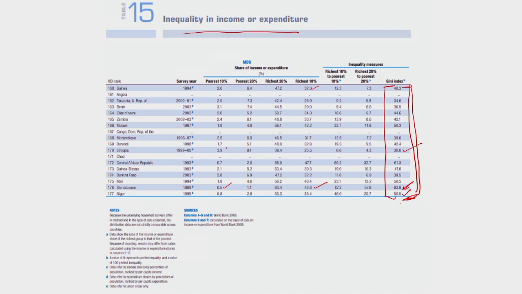Similarly, if you look at Ethiopia, the poorest 10% have only about 4% share in the total income and expenditure, and the richest 10% have about 26% share. The poorest 20% share about 9.1%, and the richest 20% have a share of about 39%. So, the poorer countries exhibit very high levels of inequality. The poorer countries are poor because the richer sections of the population have more access to incomes, to basic services, and to the resources within the country than the poorest sections of the population.